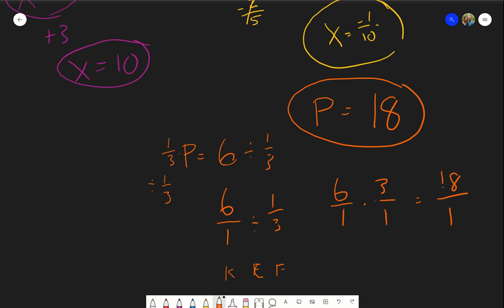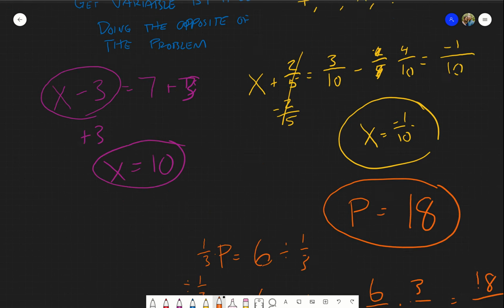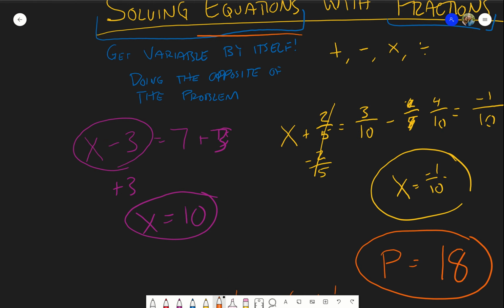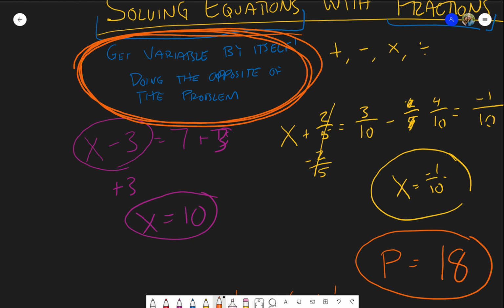I'm sorry that I haven't been there to help you with your fractions. I know that that's been a thing that's been hard for you, but I really want you to focus on this right here, getting the variable all by itself by doing the opposite of the problem. When we write our work out with pencil and paper and do all the things we're supposed to do, it does actually make our work a little bit easier to deal with.